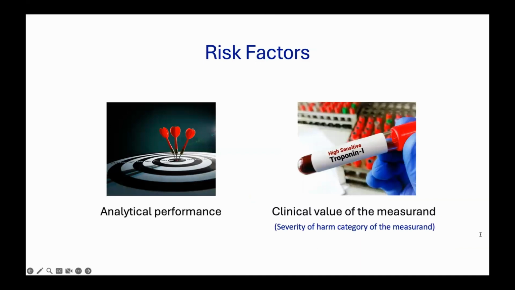What are the risk factors in risk-based QC? Risk-based QC primarily focuses on two main risk factors: analytical performance and the clinical value of the measurement. The risks associated with an erroneous troponin result are not equivalent to those of an erroneous lactate dehydrogenase result. Therefore, we utilize the severity of harm category of the measurement as an indirect indicator of its clinical value.